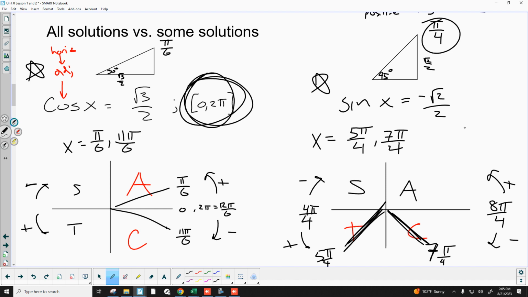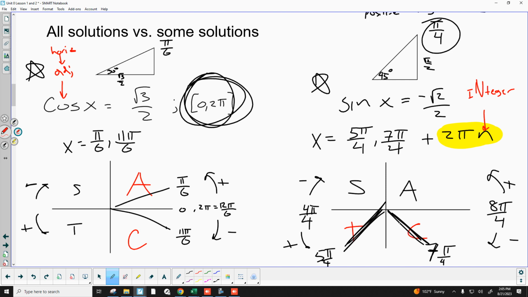If we wanted all possible solutions, we could say, well, these are the locations where sine is going to be negative root 2 over 2. Any other angle that hits that location would also give me a solution. This is the concept of adding multiples of 2 pi. N stands for an integer. N times 2 pi would be multiples of 2 pi, which just means you'll end up at the same location, just at a different angle.